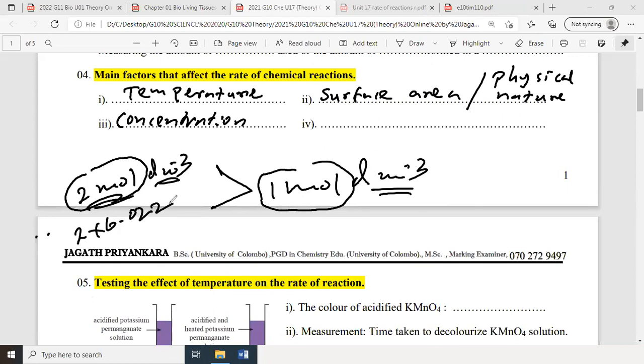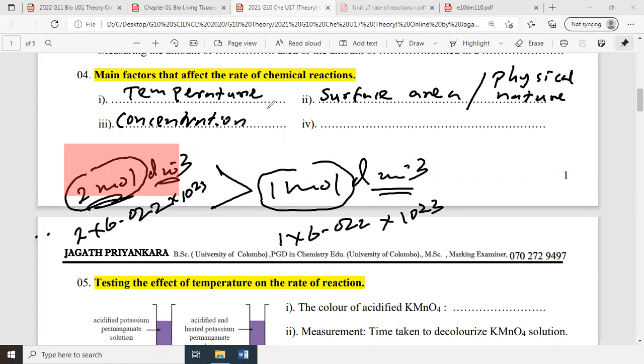If you take HCl, 2 moles per cubic decimeter HCl means what? 2 into the Avogadro constant of HCl molecules. Here, 1 into the Avogadro constant of HCl molecules. That means more HCl molecules in 1 liter when the concentration is high. That means more molecules in a unit volume. That means what? More contacts, more molecules available to contact the other reactant. So that is called concentration. When the concentration increases, the rate also increases.